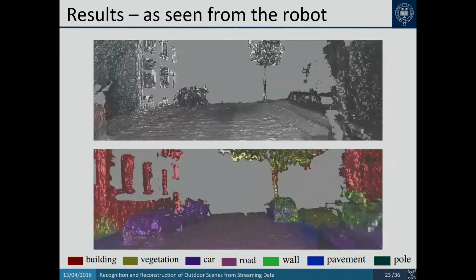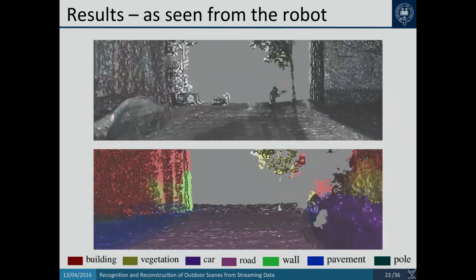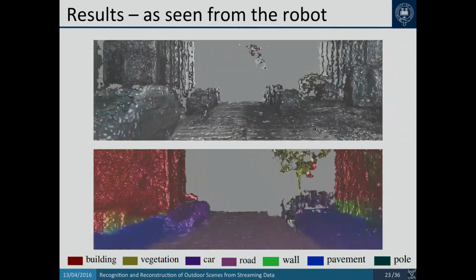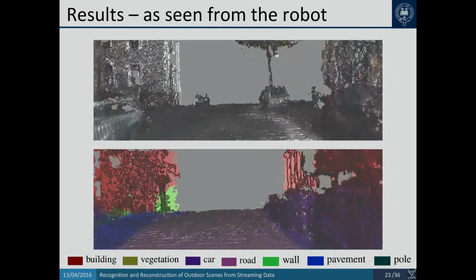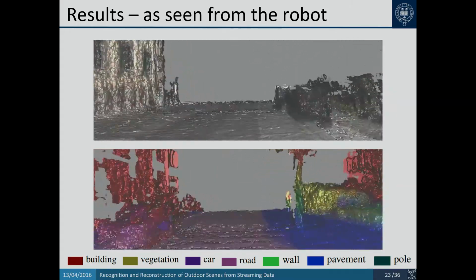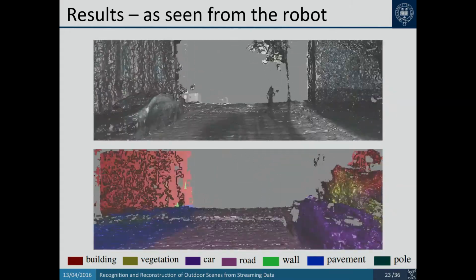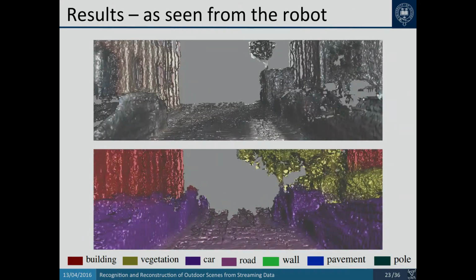So the top row shows the actual reconstruction as seen from the moving platform. This is not a fly-through of the pre-reconstructed model. This is the output that you will see as the robot is moving. And the bottom row shows the segmented scene. And as you can see, that issue with temporal consistency in some sense disappears.